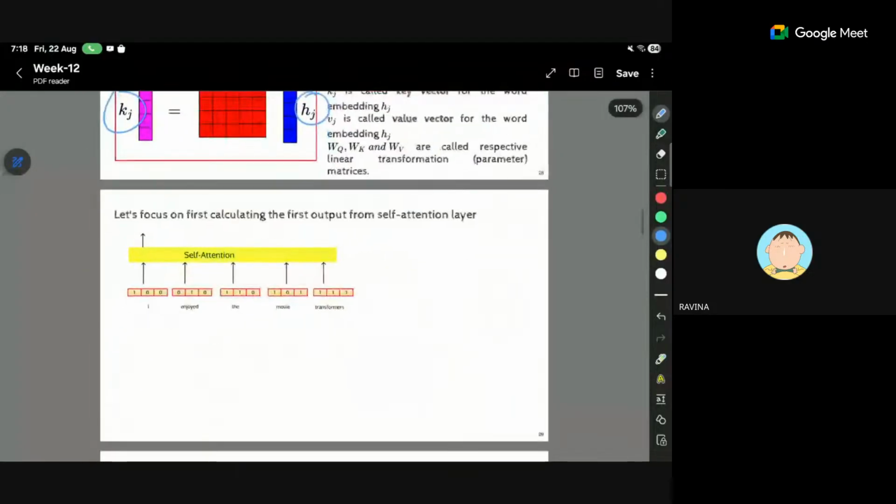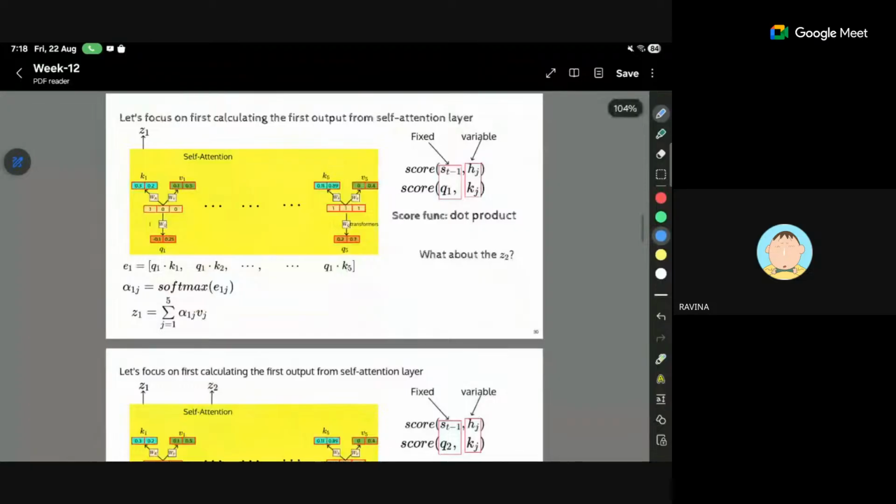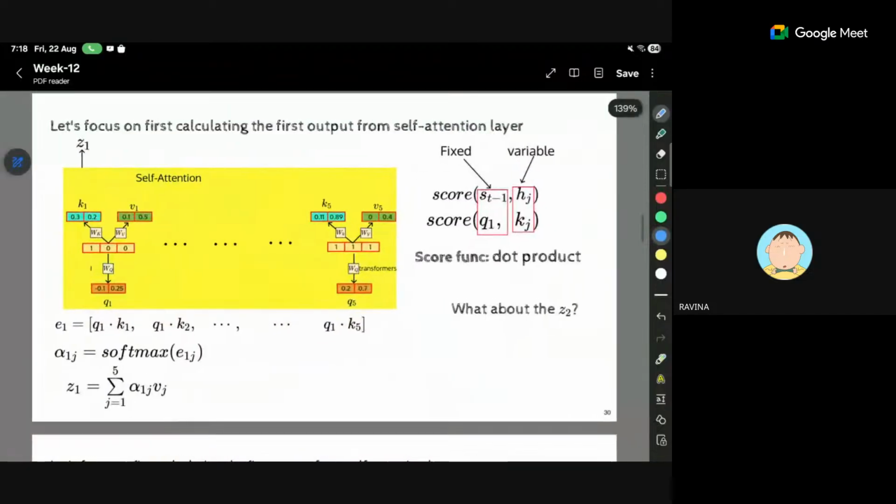Now, if you want to find the attention between them, instead of S_{t-1} and h_j, which we used to do, we can now give Q1 and K_j, right? They will multiply with each other and produce one single output, right? So you can think of it like this.